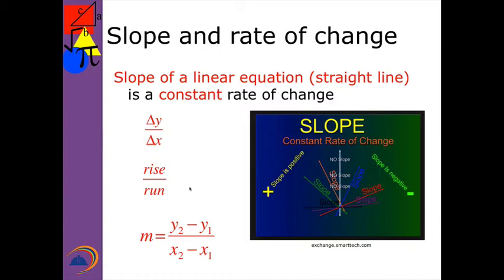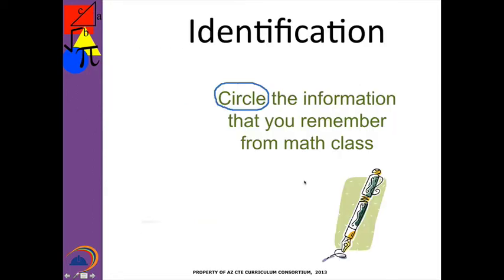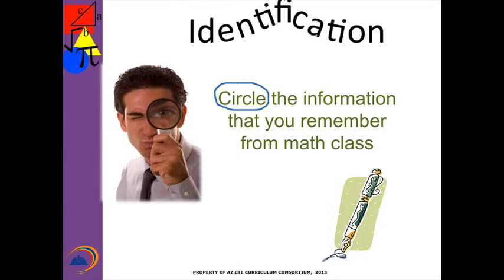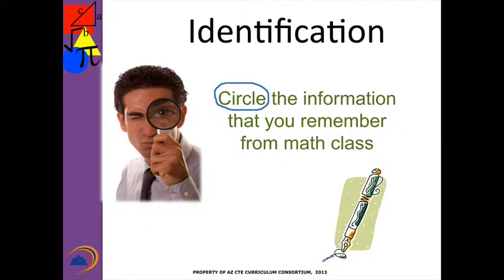Rise over run, hopefully you remember, and here is the formula again. So whatever you don't remember or don't have on your notes, add it. Now in this particular case, slope is positive if it goes this way. Slope as you go from left to right rises, and it's negative if from right to left you go down. So circle any information on your note taker that you remember from math class and add anything you didn't. Pause the video if you need to.